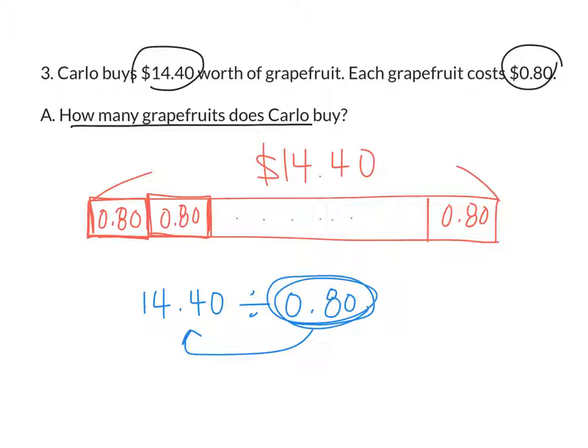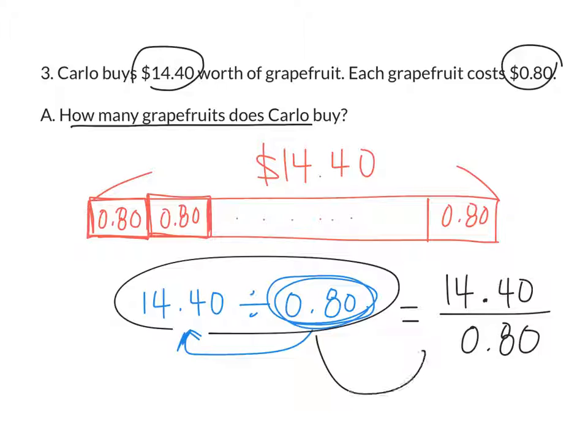This is a decimal divided by a decimal. I can make my life easier by changing it into a fraction. What fraction will have the same value as $14.40 divided by 80 cents? Taylor? $14.40 over 80 cents will have the same value. Good. Remember that when we are trying to write a division equation into a fraction, it's always the whole as the numerator and that as the denominator. The divisor is the denominator.